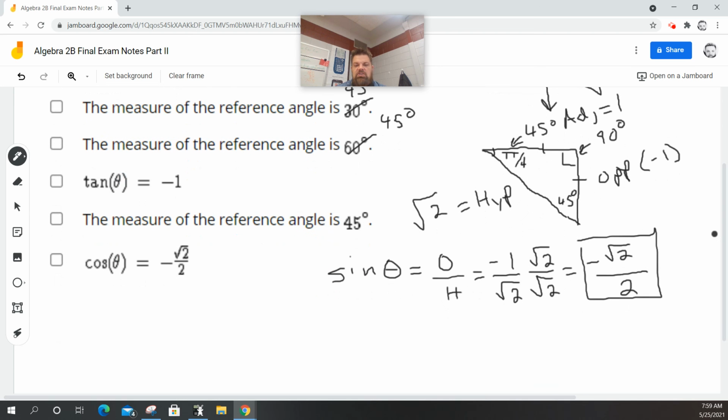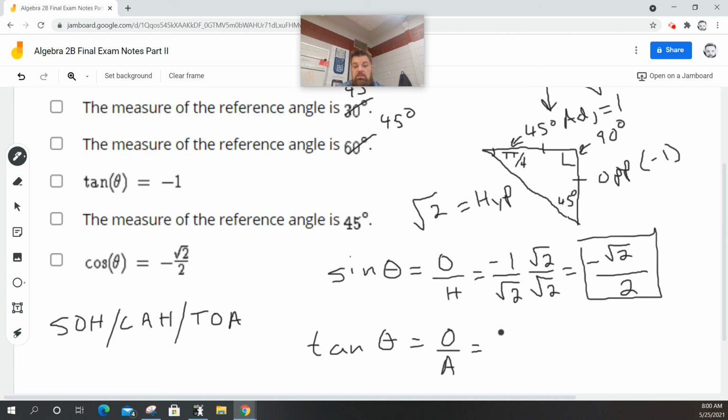Tangent is -1. Let's check. Remember, tangent, sohcahtoa, toa. Where am I getting these from? Sohcah. Sine is the opposite over the hypotenuse. Ka. Cosine is the adjacent over the hypotenuse. Toa. Tangent of theta is the opposite over the adjacent, which is just -1 over 1, which is actually -1. So this is true. The measure of the reference angle is 45 degrees. Yes, that's true.